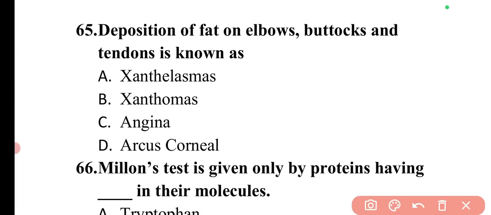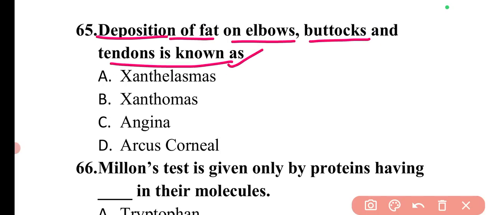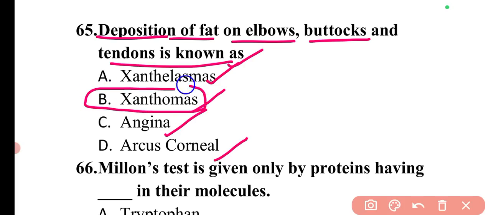Next question is deposition of fat on elbows, buttocks, and tendons is known as. Options are xanthelasmus, xanthomas, angina, arcus corneal. And the correct answer is option number B, xanthomas.